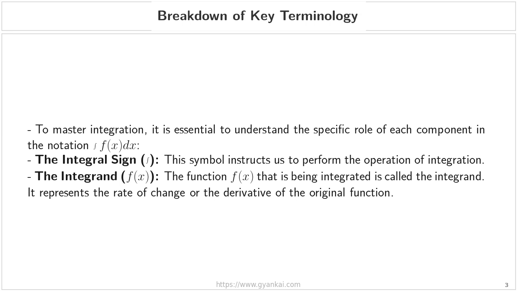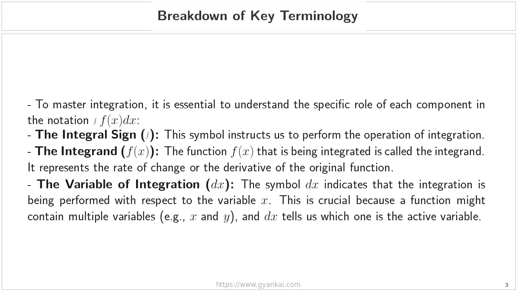Next up is the integrand. The function f of x, that's what we're integrating. We call this the integrand. Remember, this function represents a rate of change, or, more fundamentally, it is the derivative of some original function that we're trying to find. Now let's move on to the variable of integration. This is represented by dx. It tells us with respect to which variable we are integrating. This is really important. Imagine you have a function with multiple variables, like x and y. The dx specifies that we're integrating with respect to x, treating y as a constant. If we were integrating with respect to y, we'd write dy instead.